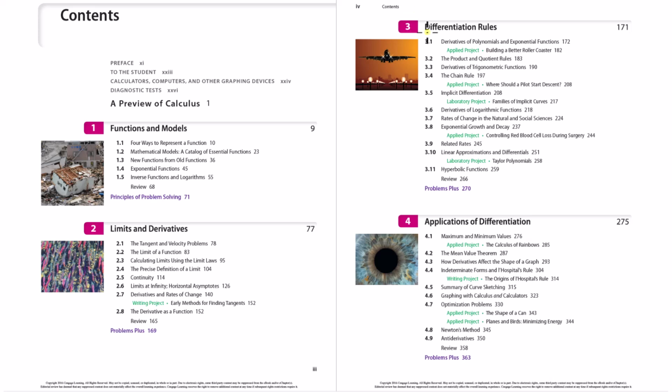In this video, we're continuing with Chapter 3, Differentiation Rules. We're going to go through Section 3.6, Derivatives of Logarithmic Functions.